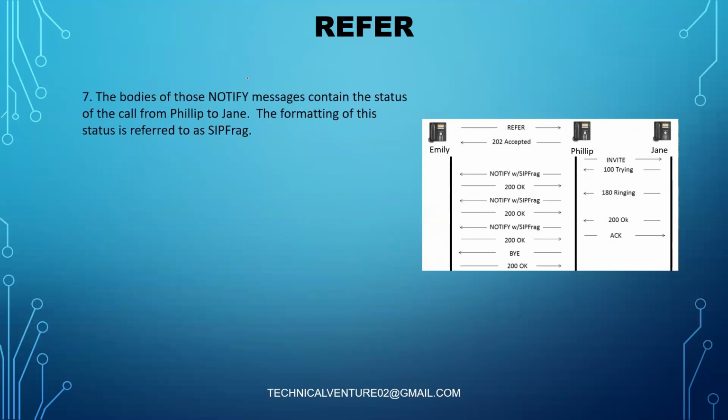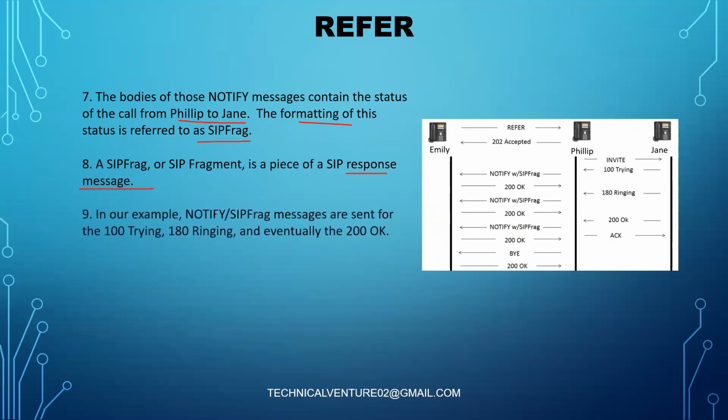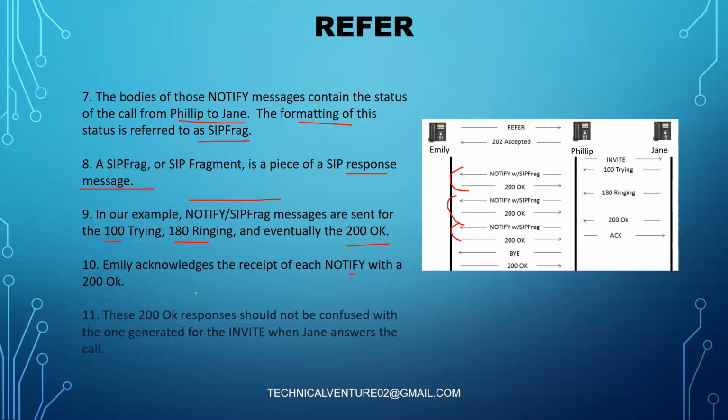Then it says the bodies of those NOTIFY messages contain the status of the call from Philip to Jane. The formatting of this status is referred to as SIP fragment. A SIP frag or SIP fragment is a piece of a SIP response message. In this example, NOTIFY or SIP frag messages are sent for 100 Trying, 180 Ringing, and then eventually the 200 OK as well. Like this here, you can see SIP NOTIFY messages, NOTIFY messages, NOTIFY messages. And Emily acknowledges it with the help of 200 OK. And once the call is working, once they are talking, then there will be a bye message.